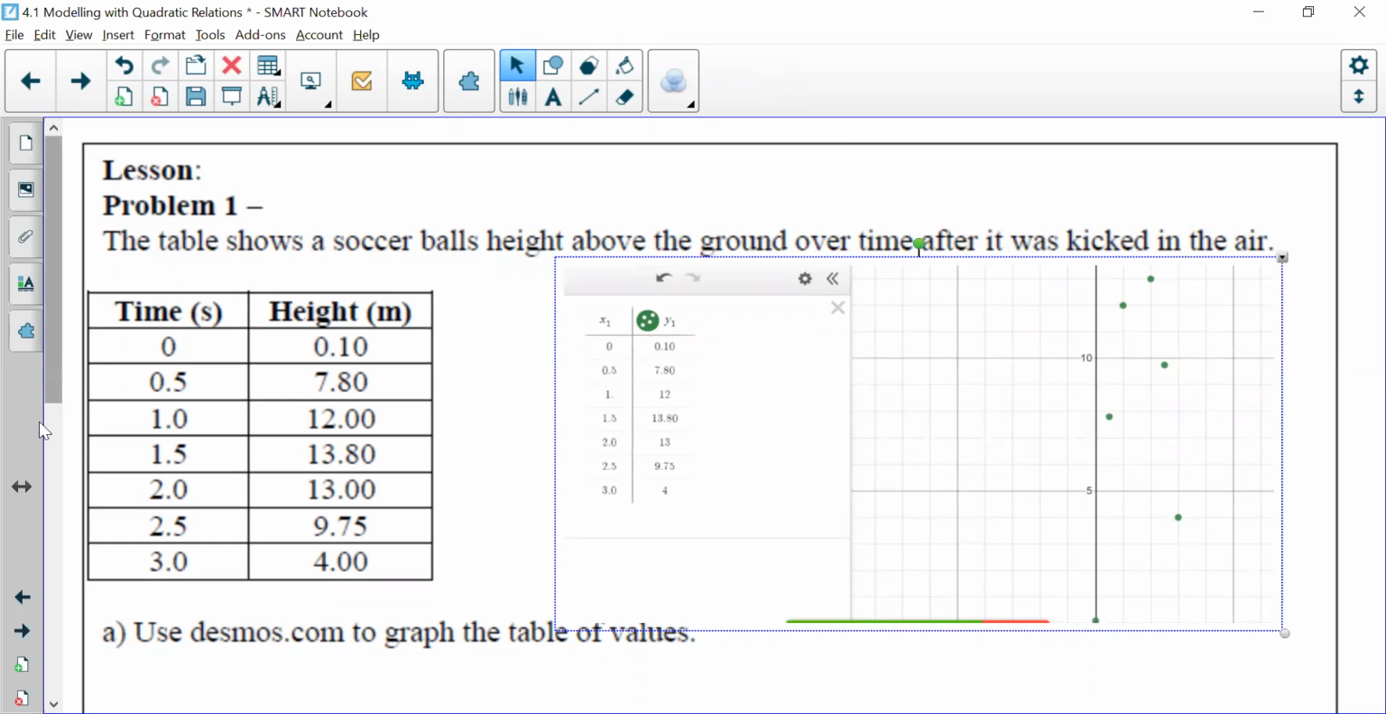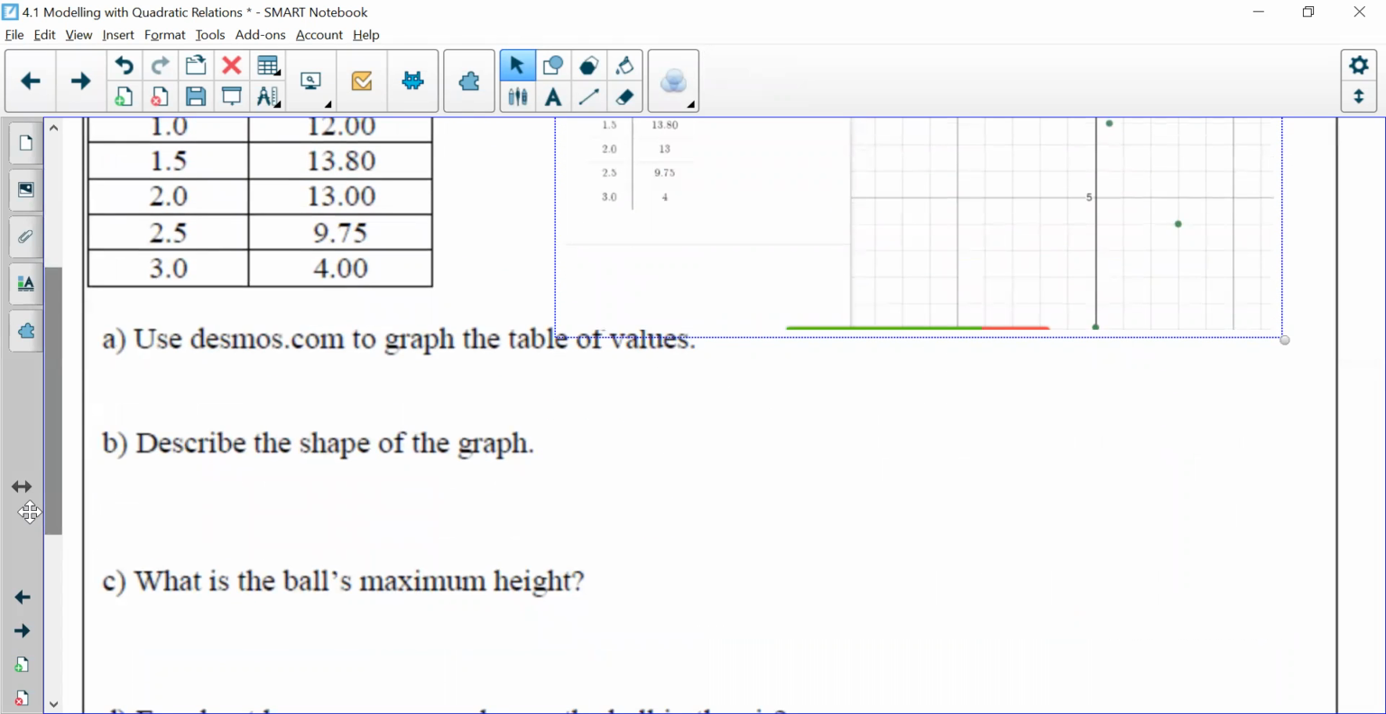Okay, there we go. Now the first question says, what's the shape of the graph? Do you remember from the video, what's the name of the shape for a quadratic function?